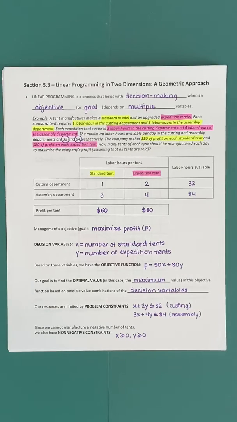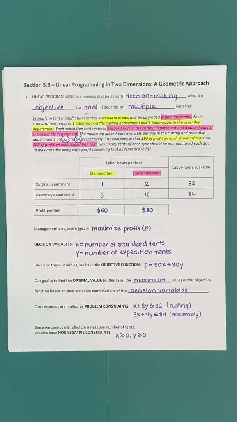So in this section, we're going to look at one way of solving called the geometric approach. What we know about linear inequalities, graphing linear inequalities, graphing systems of linear inequalities, we're going to use that in this particular section. Okay, so here's the setup. It's pretty long. We're going to break it down step by step. We're going to organize everything, and then we're going to delve deeper into it. Okay, so a tent manufacturer makes a standard model and an upgraded expedition model. So we've got two different types of things being manufactured, a standard tent and an upgraded tent.